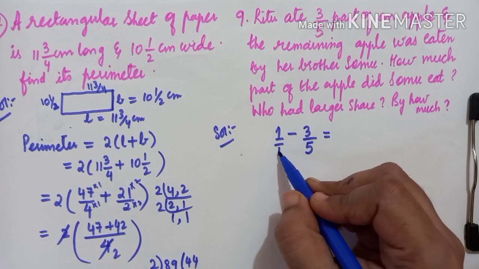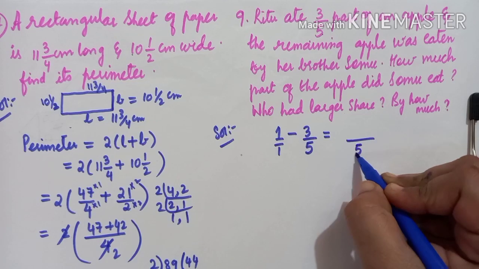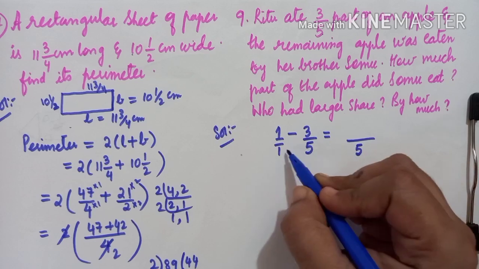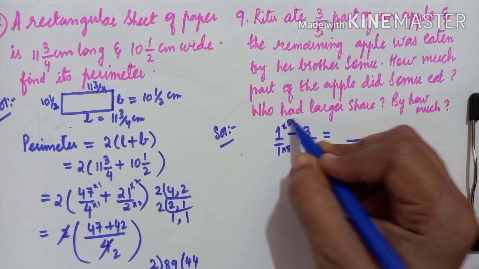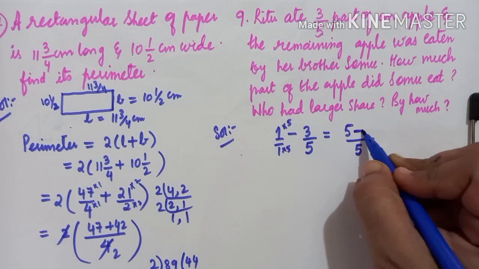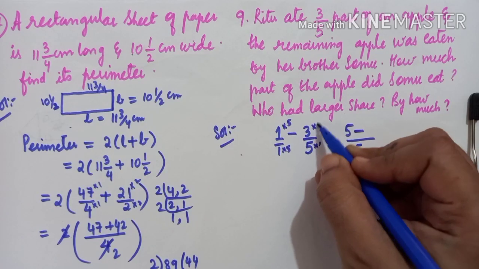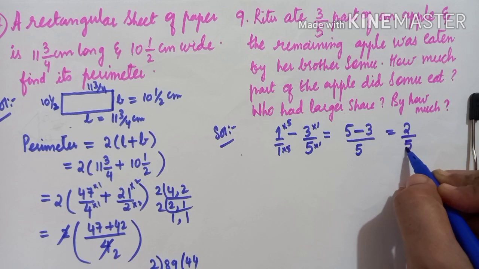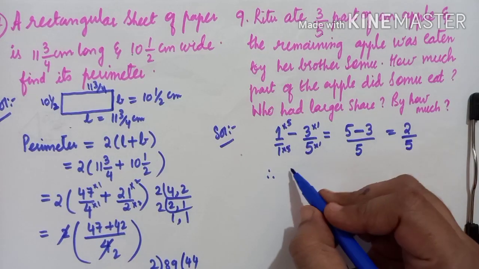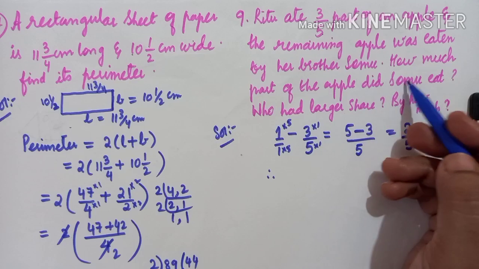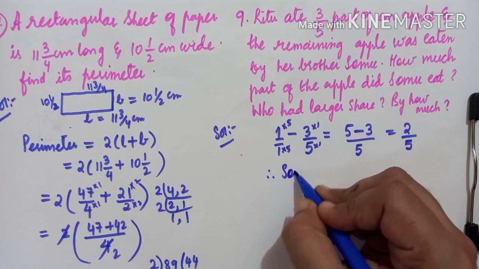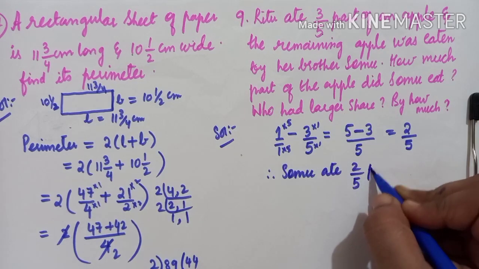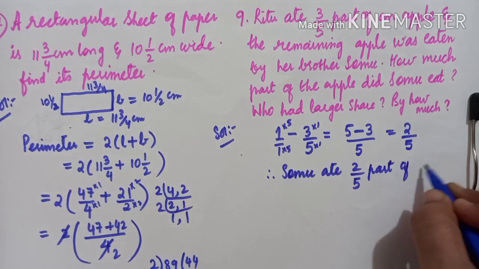Let's subtract this. LCM of 1 and 5 will give you 5. Okay, then after that 1 into what will be 5? 5, so here we will write 5. So 1 5s will be 5 minus 5 into 1, so 3 1s are 3. So 5 minus 3 will give you 2. So 2 by 5. So therefore we can say, how much part of the apple did Somu eat? Somu ate 2 by 5th part of an apple.